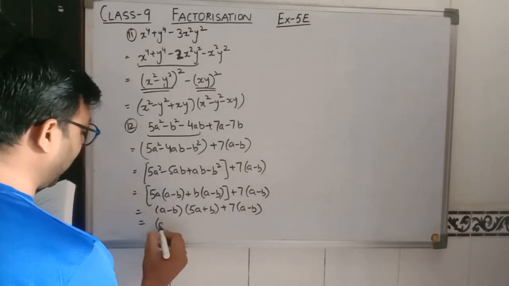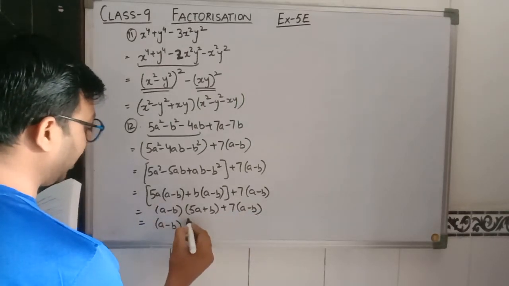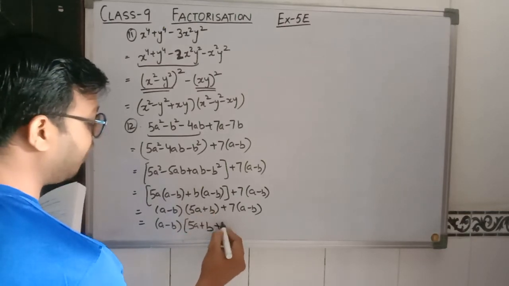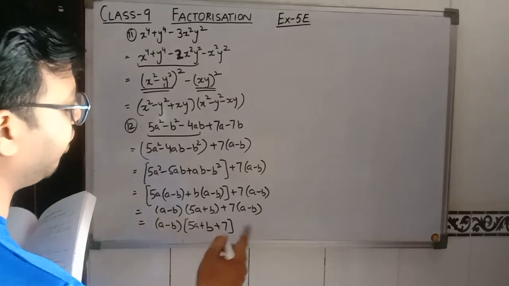Now a minus b can be taken as common. When you take a minus b as common, from the first term 5a plus b will be remaining, and from the second term plus 7. So this is the final answer.